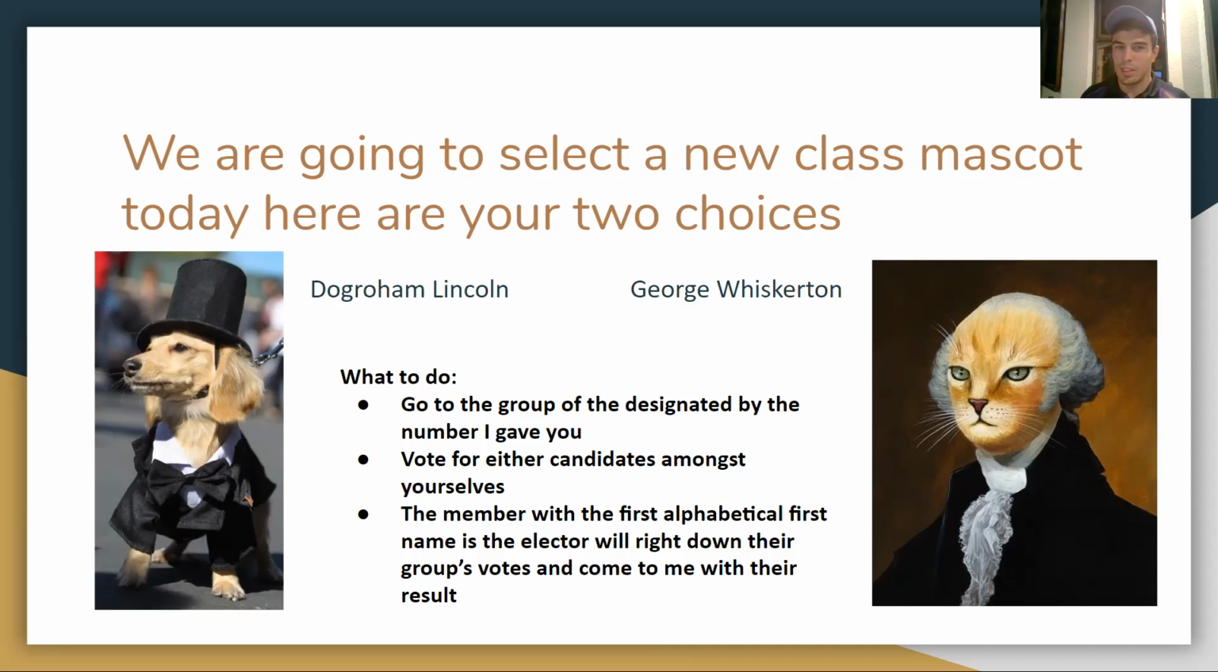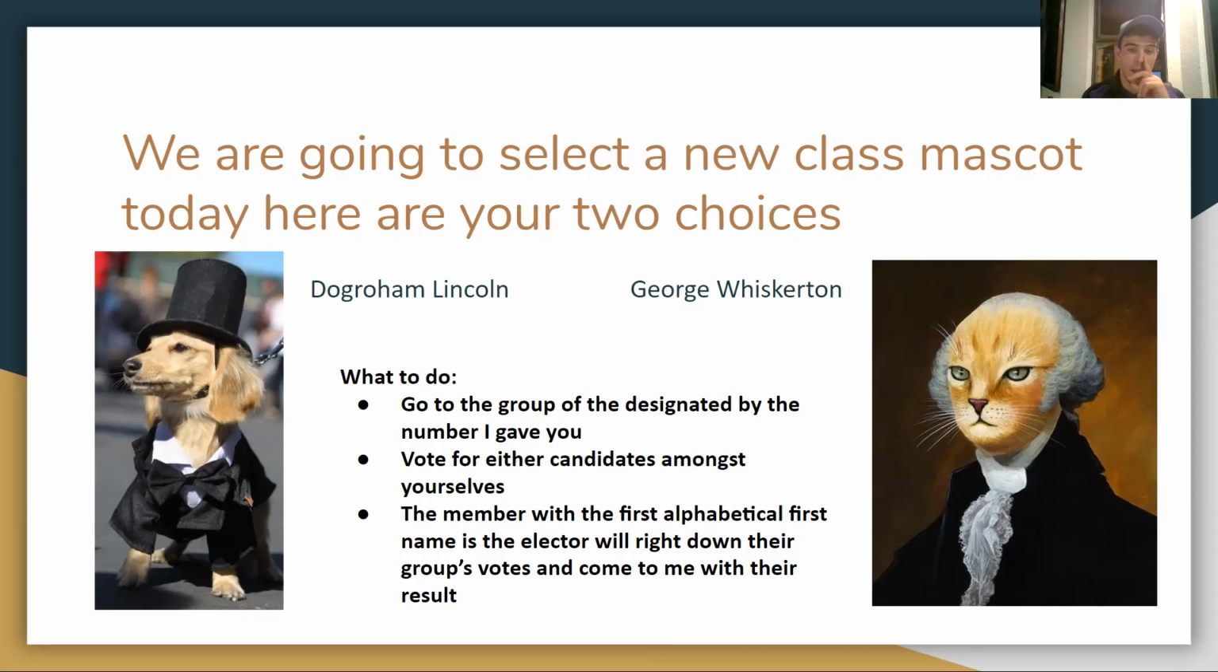So you have two choices: Dog Broham Lincoln, George Whiskerton. Now I'm going to let you guys vote purely off of aesthetic choice with this. So what you're going to do is, with the numbers that I handed out to all of you, you're going to go to the group space with the number correlating to the one I handed out to you. So you guys are going to group according to those numbers. All right. Now you're going to vote amongst yourselves between our two candidates. Again, Dog Broham Lincoln, George Whiskerton.